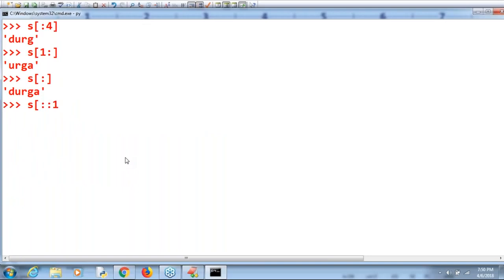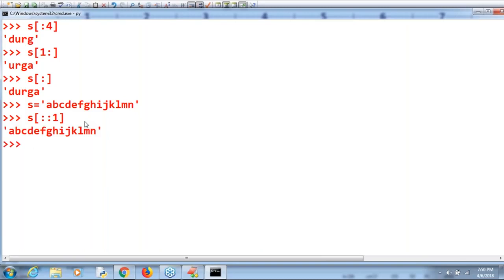Sir, colon 1 I'm taking. What is the meaning of this one? S is equal to Durga, or otherwise S is equal to A, B, C, D, E, F, G, H, I, J, K, L, M, N, like this I took, sir. Now S of colon 1. What is the meaning of this? It starts from begin to end, always considering an increment by 1. First time 0, next increment by 1, increment by 1, increment by 1. The answer by default you are going to get is the total thing.